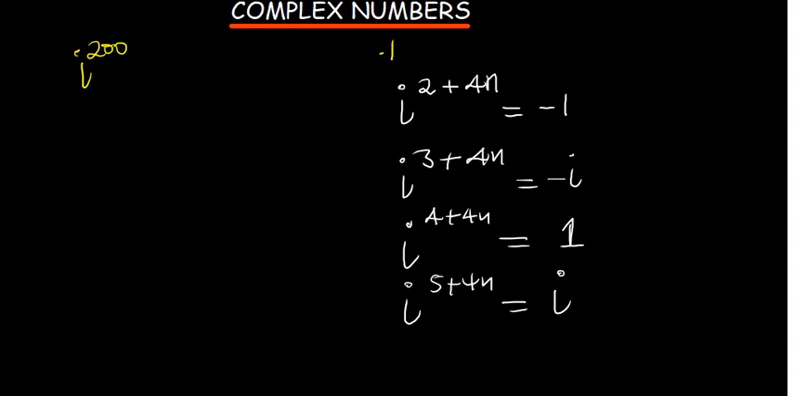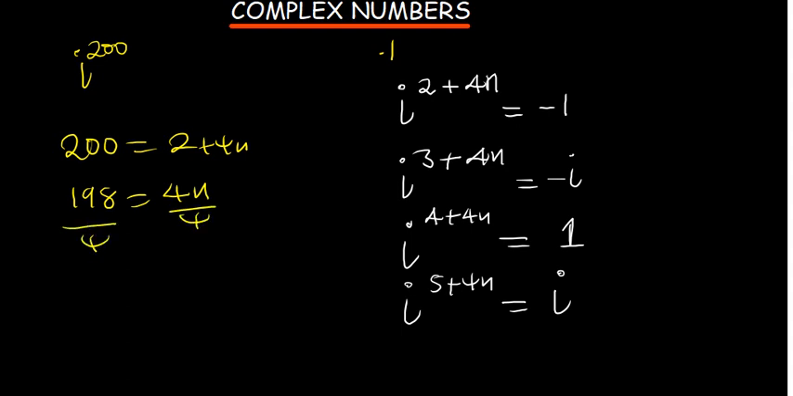Now just to look at 200. 200 is an even number, so I'll go to these two which are even numbers. I can either say let 200 be equal to 2 plus 4n. I'm going to take the 2 to the other side. So that is going to give us 200 minus 2, that will be 198, and that is going to be equal to 4n.